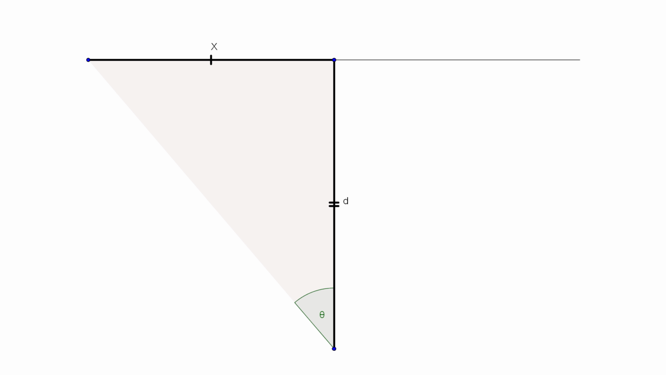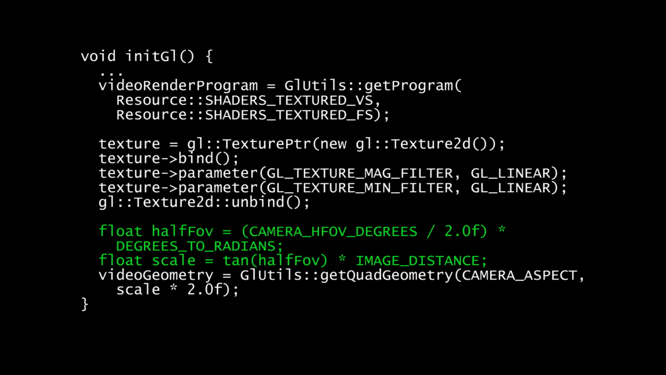If d is the distance at which we will render and theta is half the overall horizontal field of view, then x over d is equal to the tangent of theta. Therefore x is d times tan theta. That's what we assign to the scale value, but that's only half the width that we want to render, so we double it when we pass it into our getQuadGeometry function.